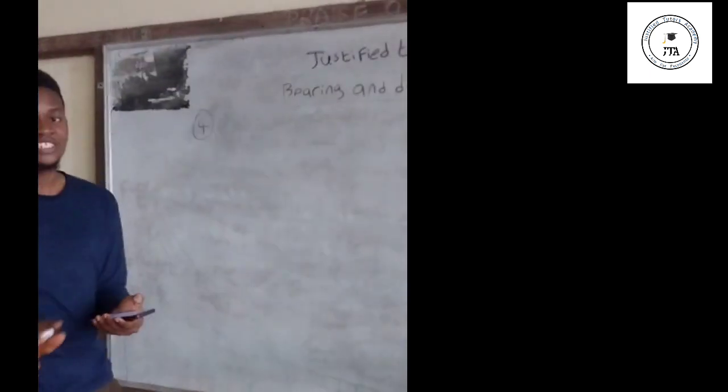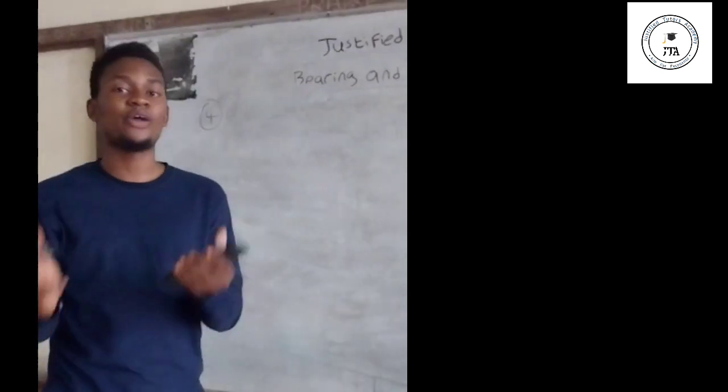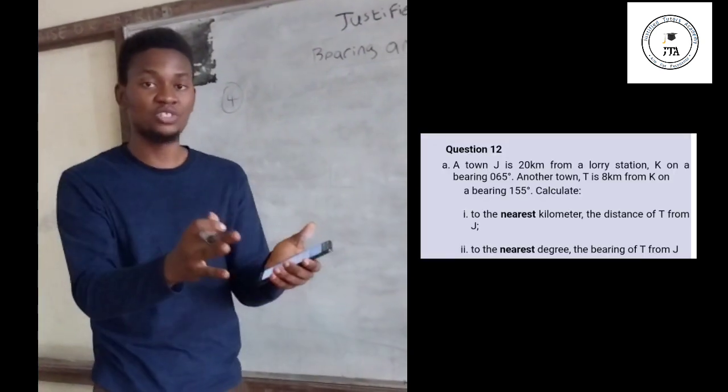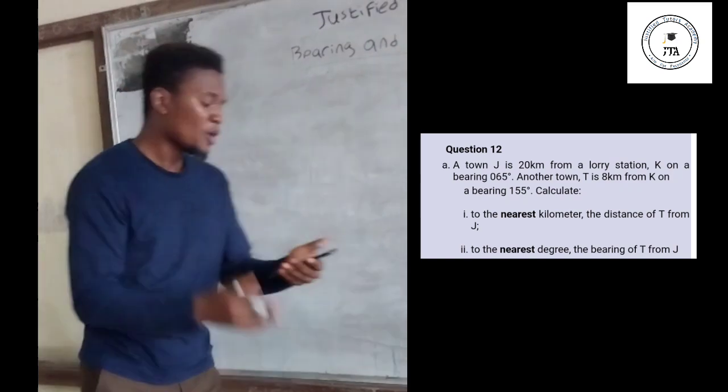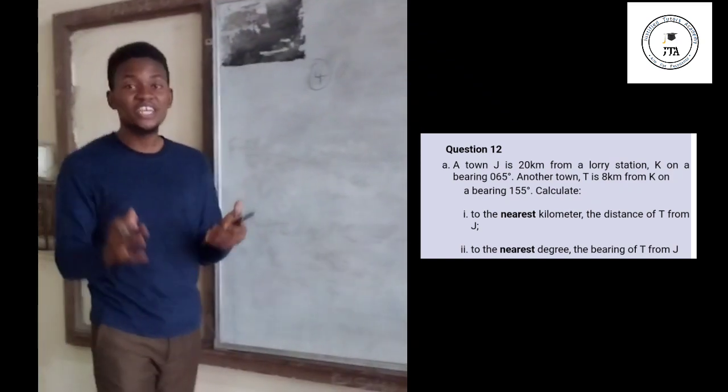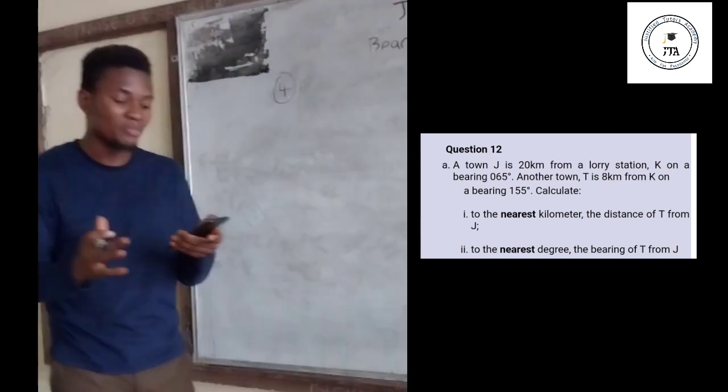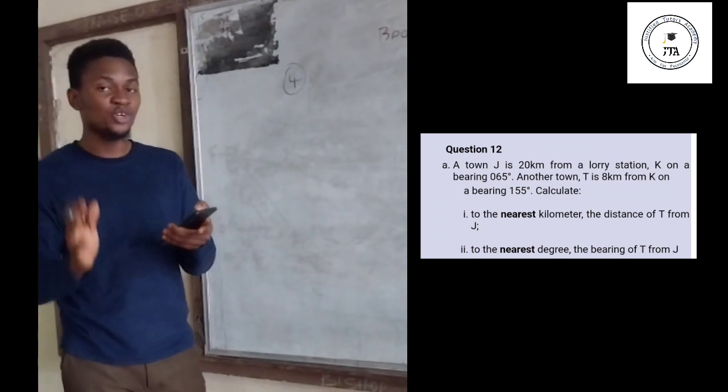Okay, now question 4. Question 4 is what is at the side of your screen. Just take a look at the question there. So now follow me. Question 4 says a town J is 20 kilometers from a lorry station K on a bearing of 65 degrees.